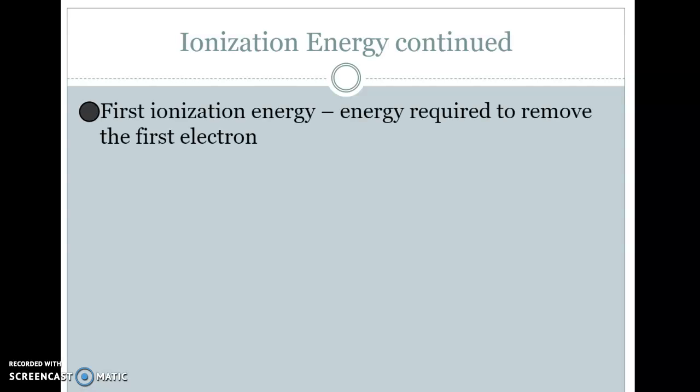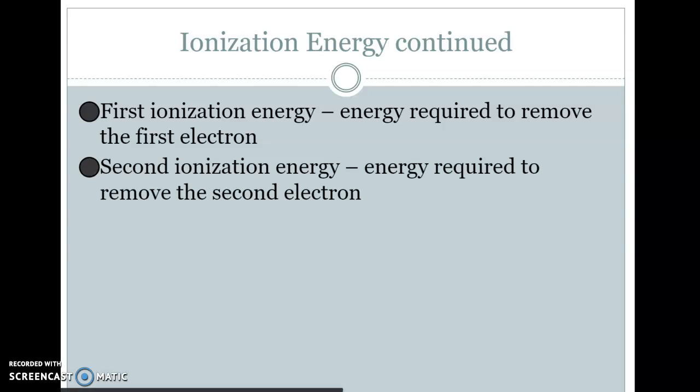Oftentimes, ionization energies are reported as either a first ionization energy or a second ionization energy based on which electron is being removed. So the first ionization energy is the amount of energy that's required to remove the very first electron. Okay? The second ionization energy then is the energy required to remove the second electron.